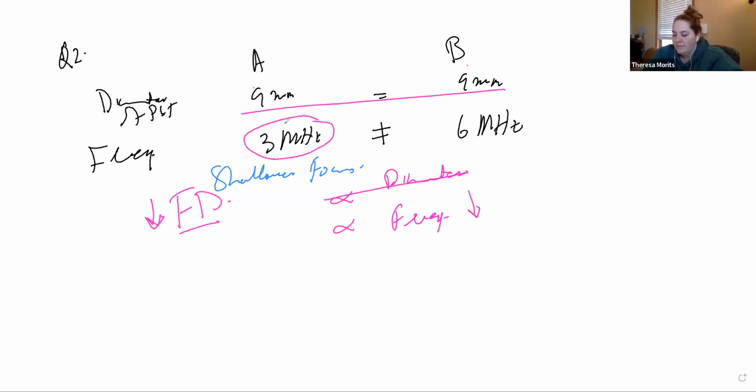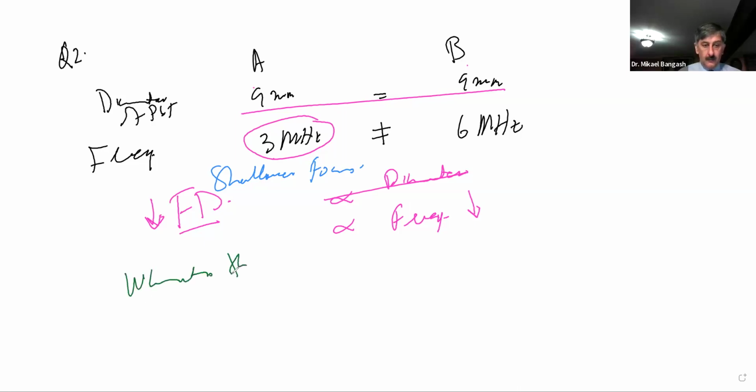Yes. Good. Now let us just put it this way, guys. Say that you are given the same question here, but instead of asking which has the lowest focal depth, maybe it just asks you what is the diameter of the beam at the focal point.